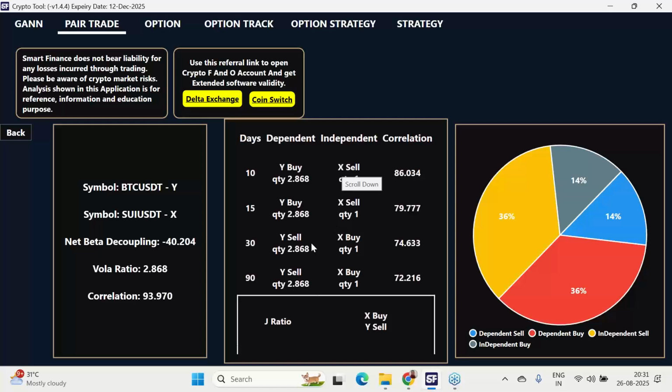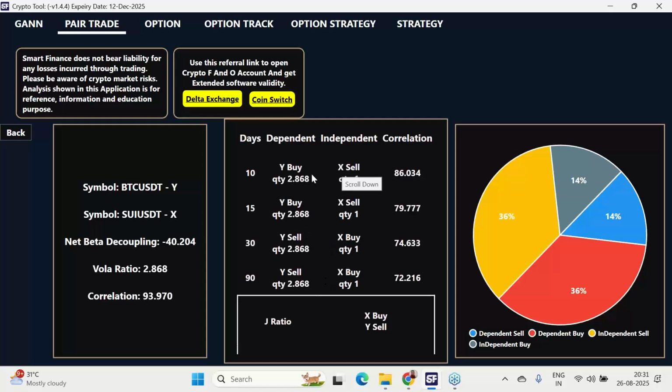For the 15 days sequence, no changes. But if you want to hold for 30 days, you need to take different positions. You need to buy the SWI and sell the Bitcoin, if your projection is for 30 days and you want to hold the trade. So here also 90 days. This changes the sequence.